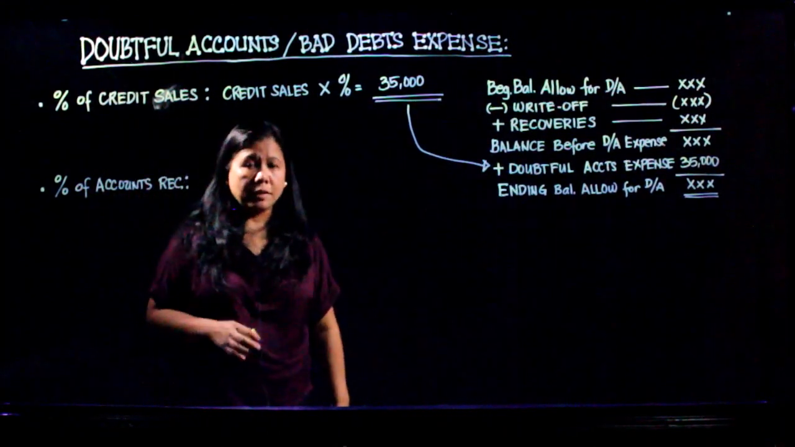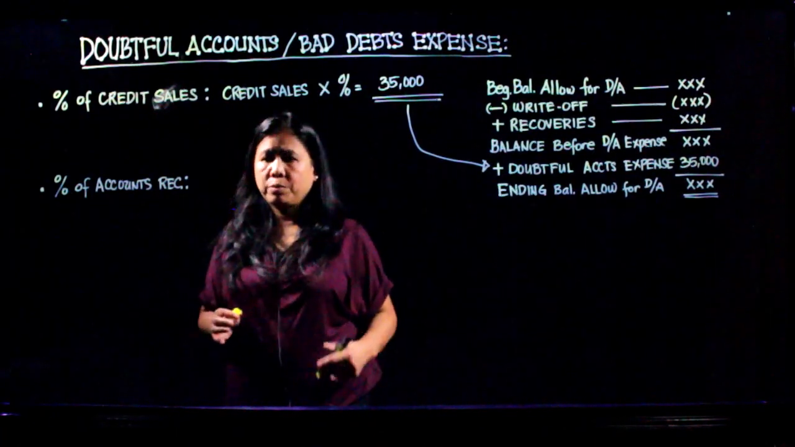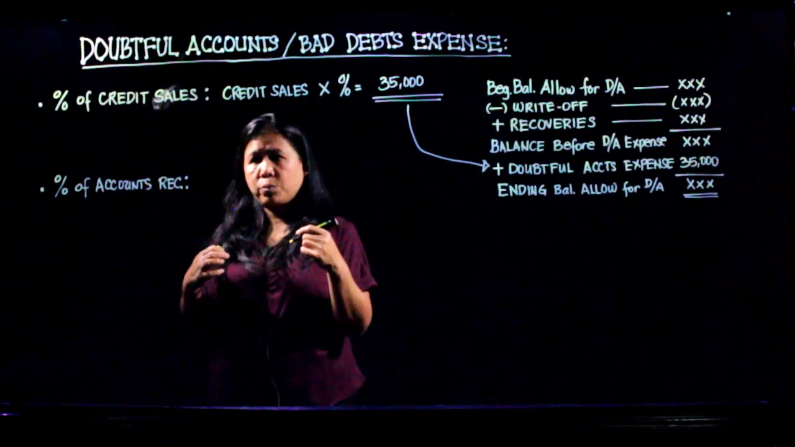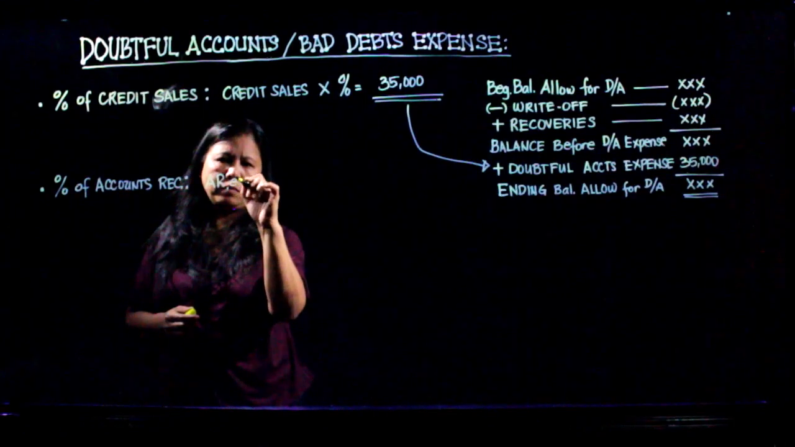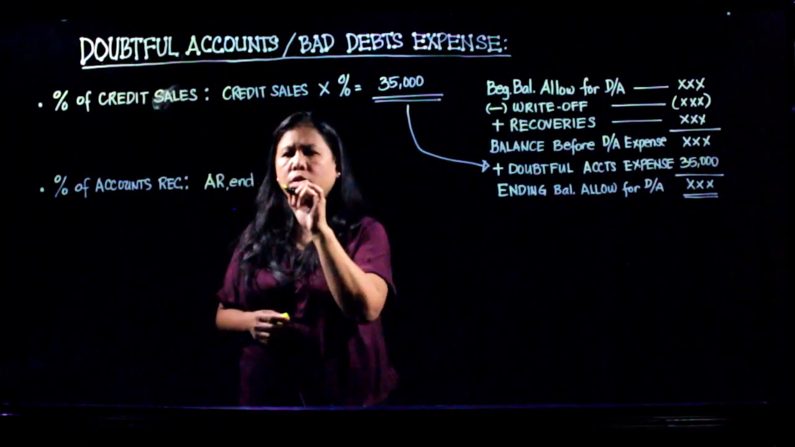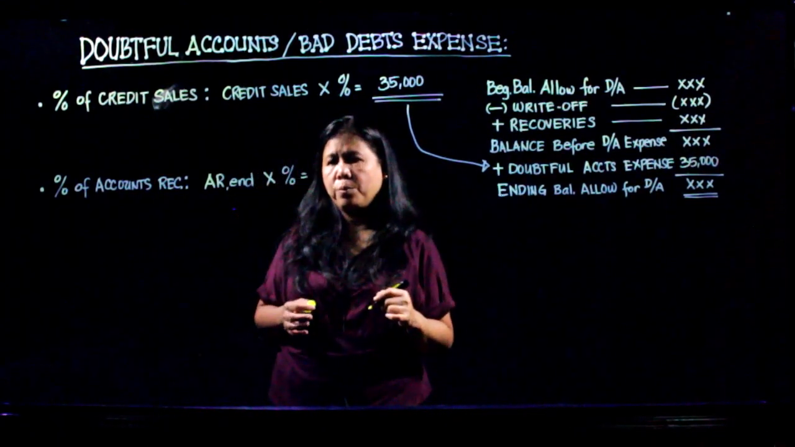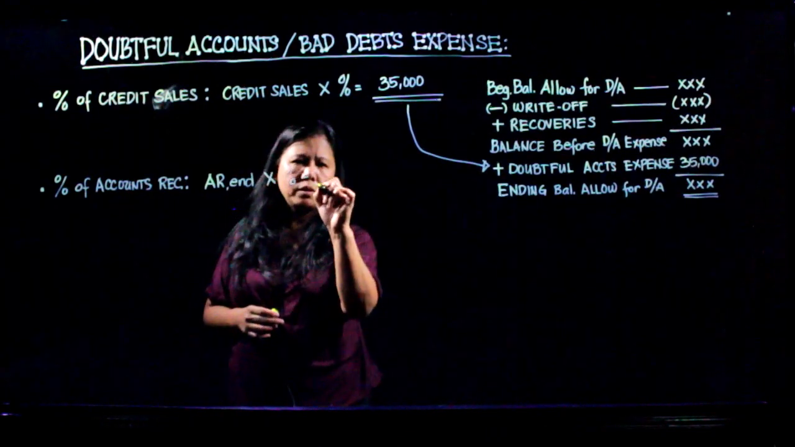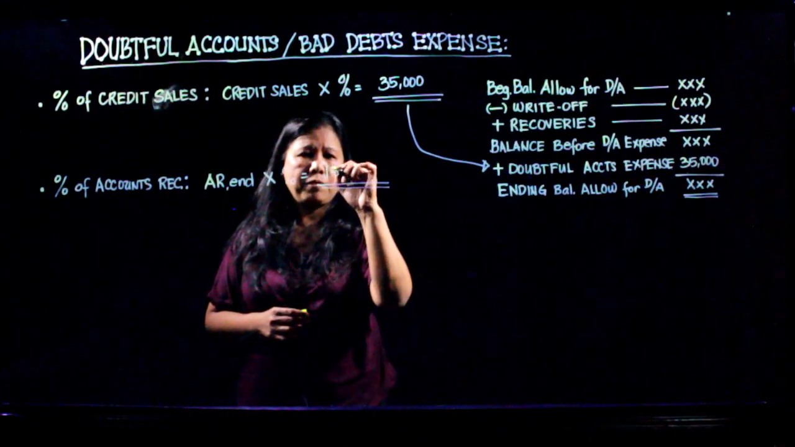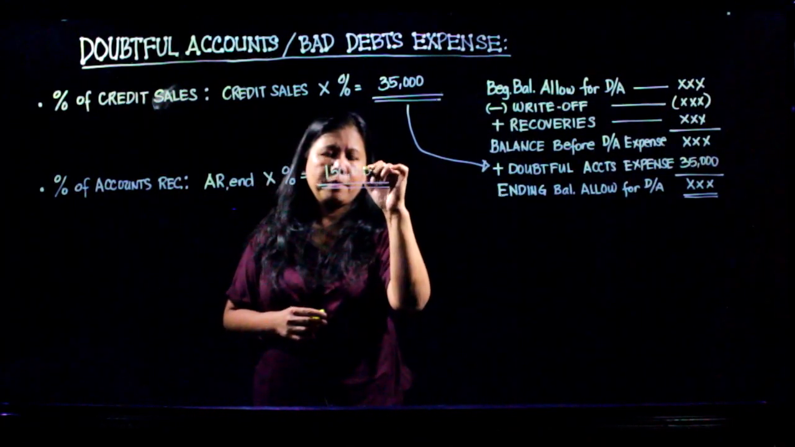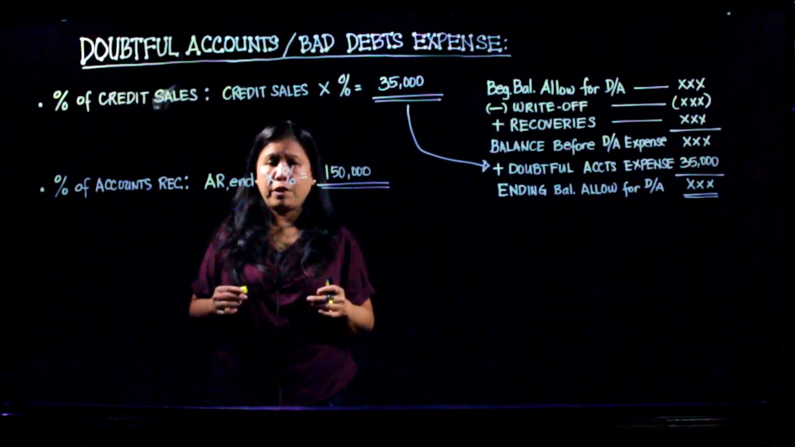The second method is the percentage of accounts receivable. From the accounts receivable, usually it's the ending accounts receivable, multiply with whatever percentage the problem will give you. Let's say for example this amount right here is 150,000, for example. Okay, then we have our 150,000.